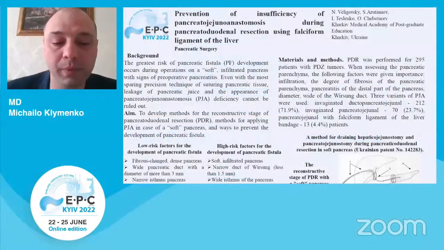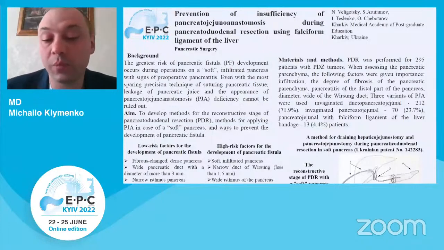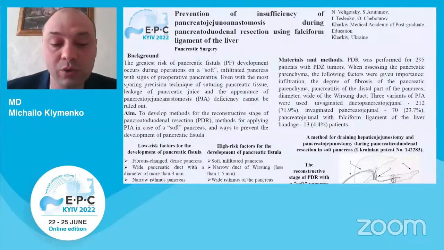Our message is about prevention of insufficiency of pancreatic jejunal anastomosis during pancreatic duodenal resection using the falciform ligament of the liver. The greatest risk of pancreatic fistula development occurs during operations on a soft, inflamed pancreas without preoperative pancreatitis. Even with the most sparing, precise surgical technique, leakage of pancreatic juice and the appearance of pancreatic jejunal anastomosis deficiency cannot be ruled out.